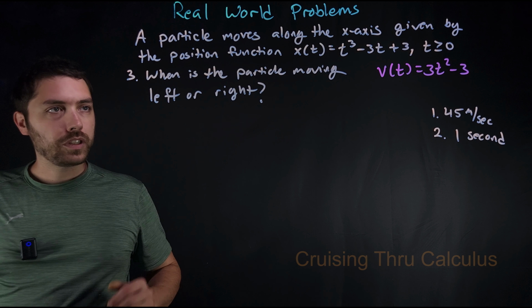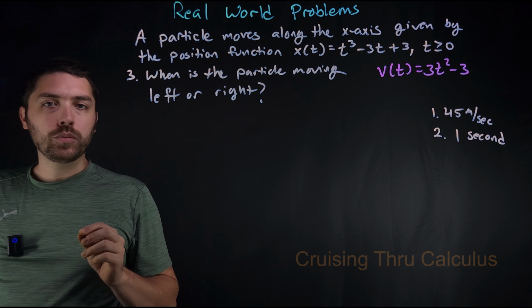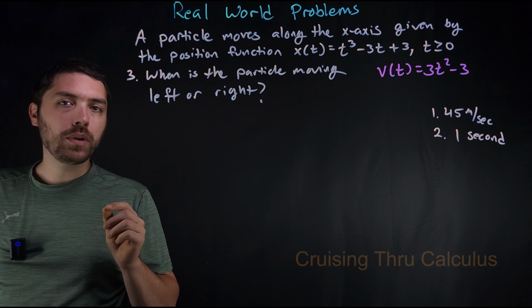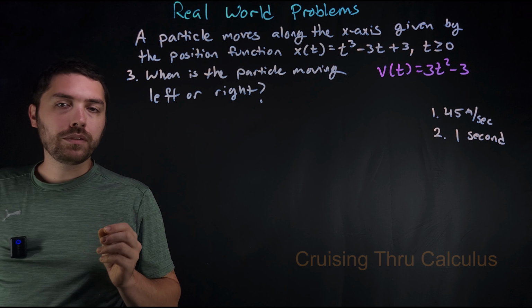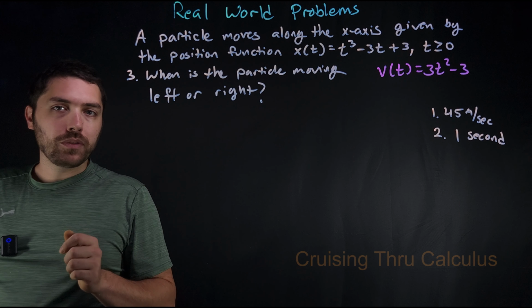The next part of our question says, when is the particle moving left or right? So in order to figure out when the particle is moving left or right, we first need to know when the velocity is equal to 0, and then we're going to see what happens around those points. That's because if there's a positive velocity, that means the object is moving to the right, and if there's a negative velocity, that means the object is moving to the left.